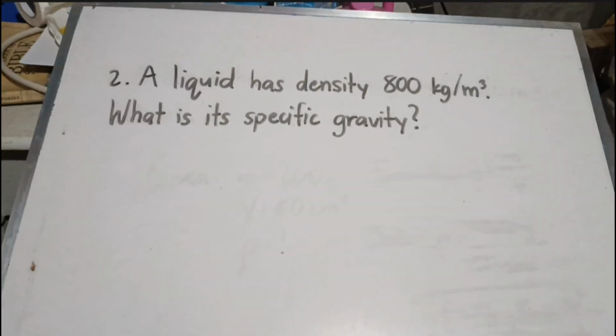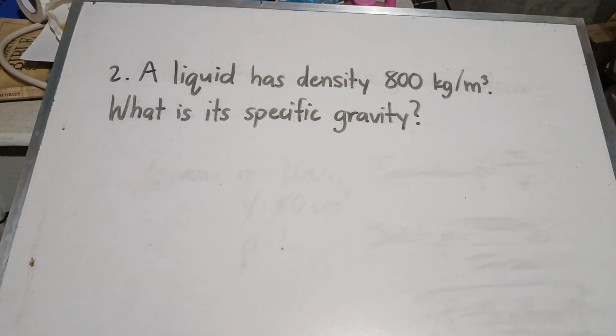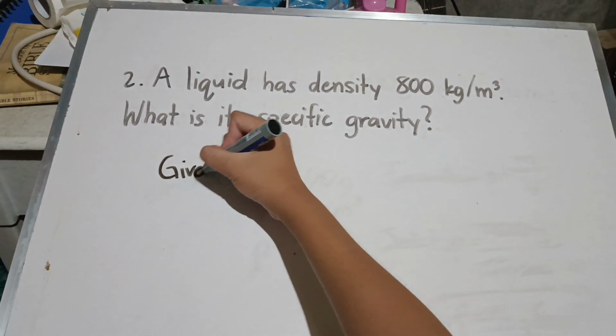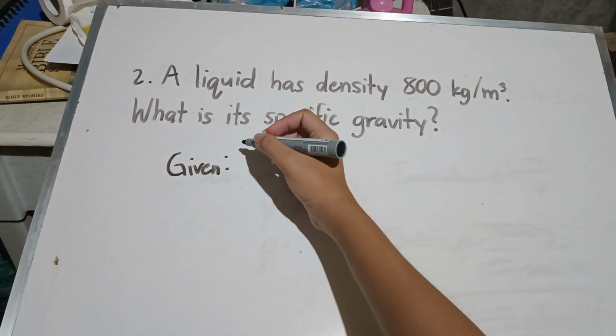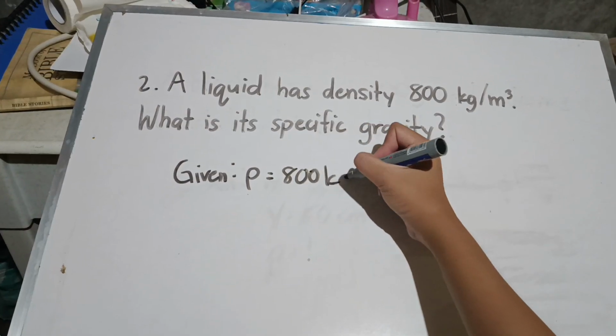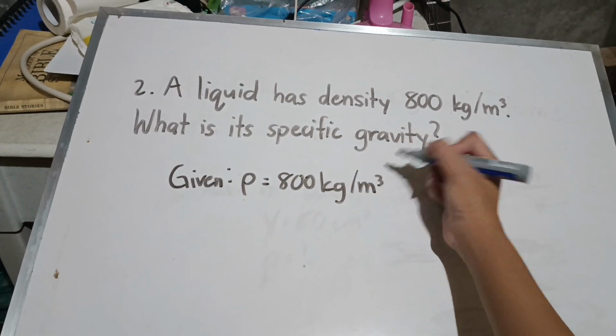Problem number 2. A liquid has density 800 kilograms per cubic meter. What is its specific gravity? Feel free to pause the video and give it a try. Let's write the given first. We are only given the density, which is 800 kilogram per cubic meter, and we need to find its specific gravity.